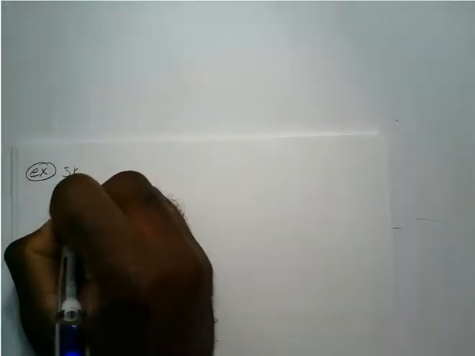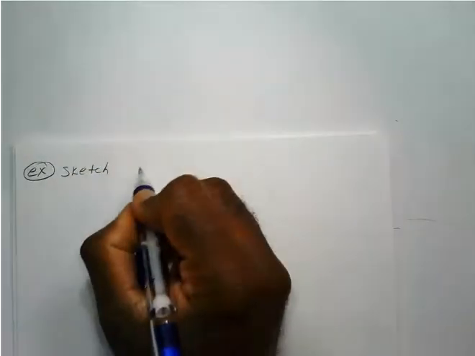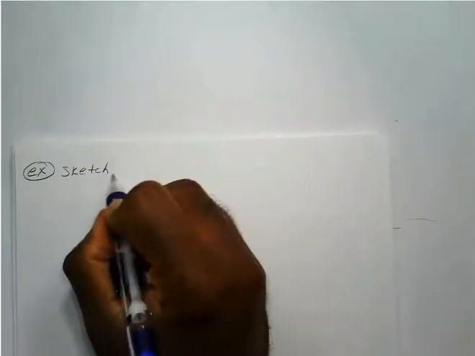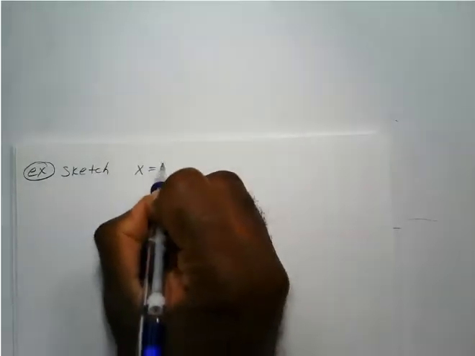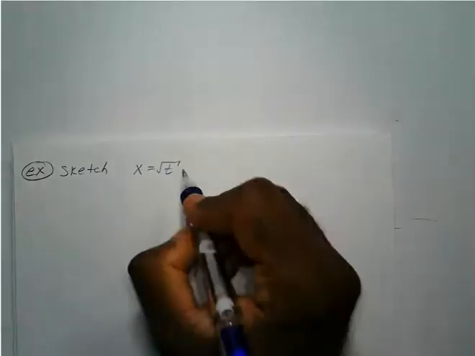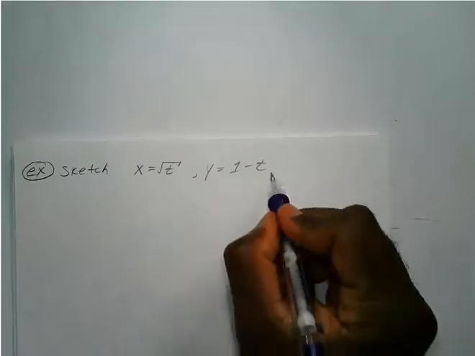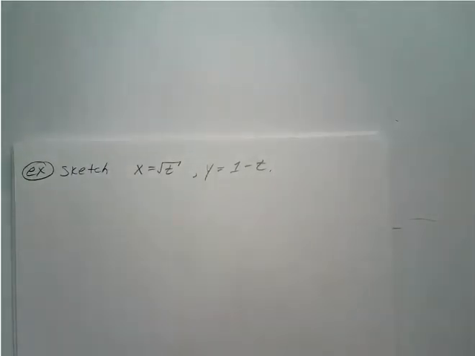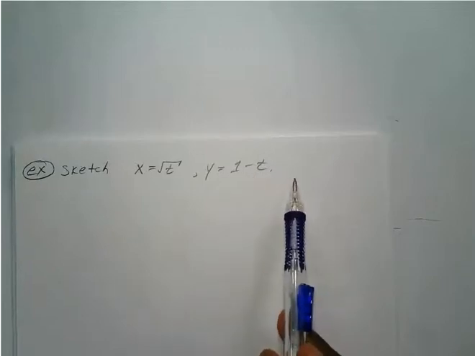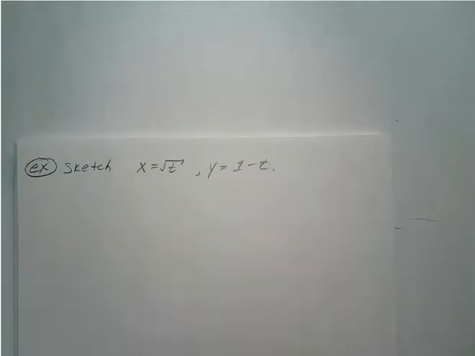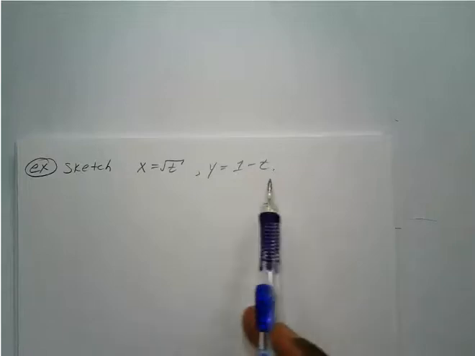Okay, so let's say for this example, if we wanted to sketch x equals square root of t and y equals 1 minus t. Now with this one, this is a question which is a little different from before because you notice there are no restrictions. They don't tell you t has to be between one value and another value. This is all they give you.